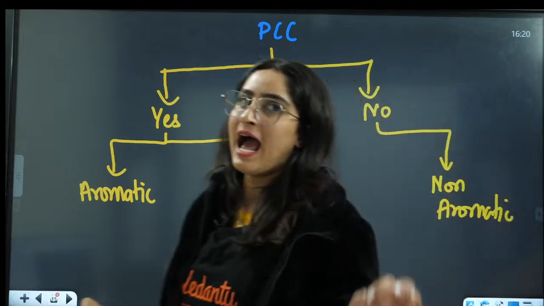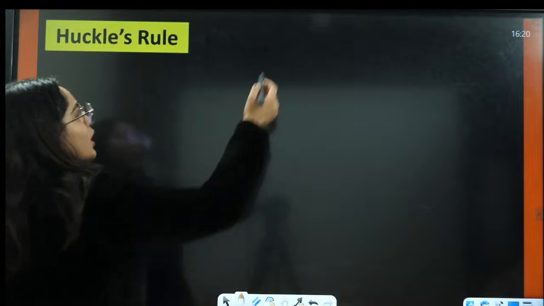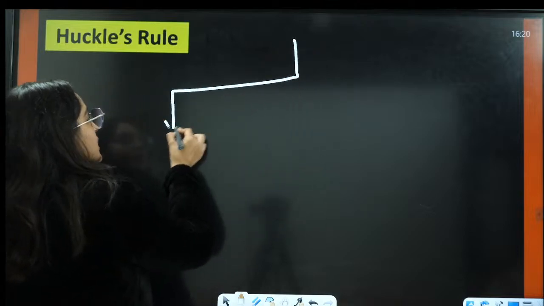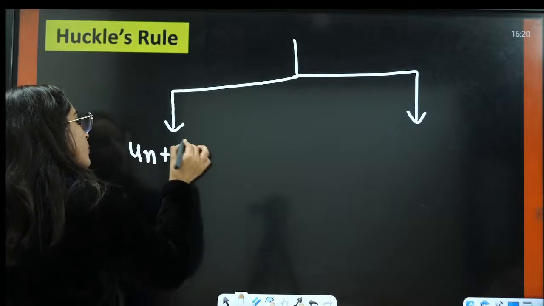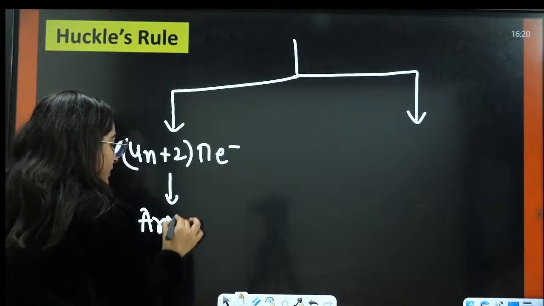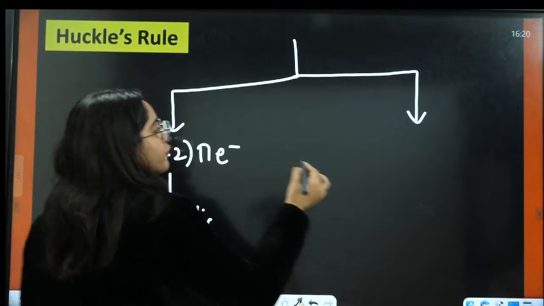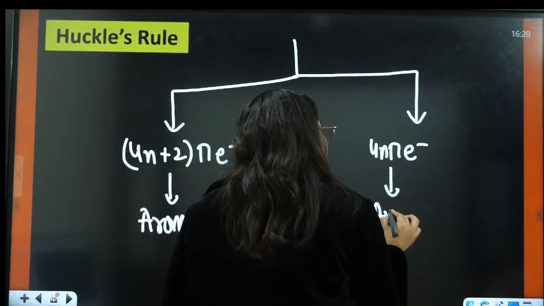Now, how do we understand if it is aromatic or anti-aromatic? For that, we have Huckel's rule. Huckel's rule says that if you have 4n plus 2 pi electrons, then it is aromatic. And if you have 4n pi electrons, then it is anti-aromatic.